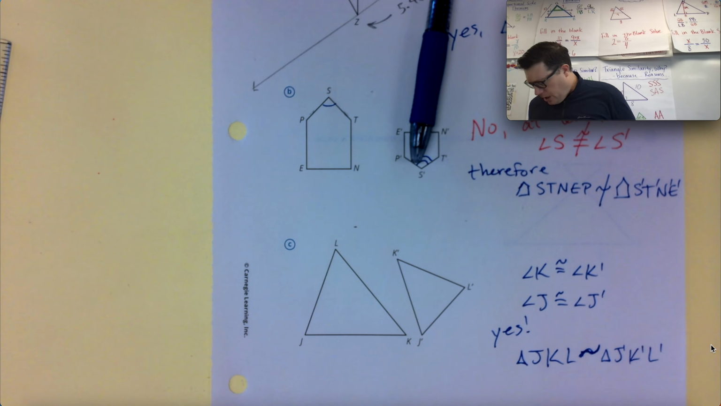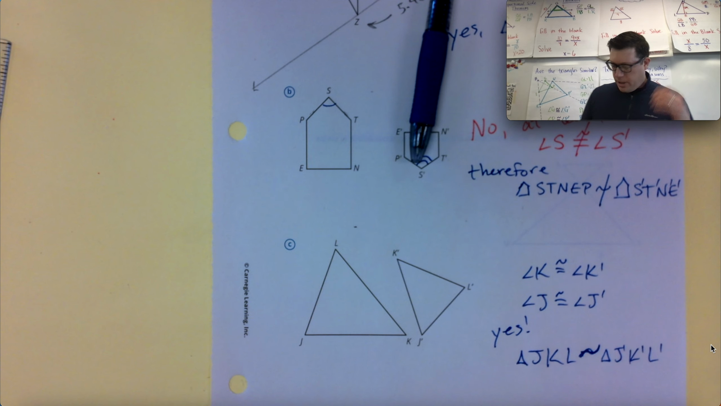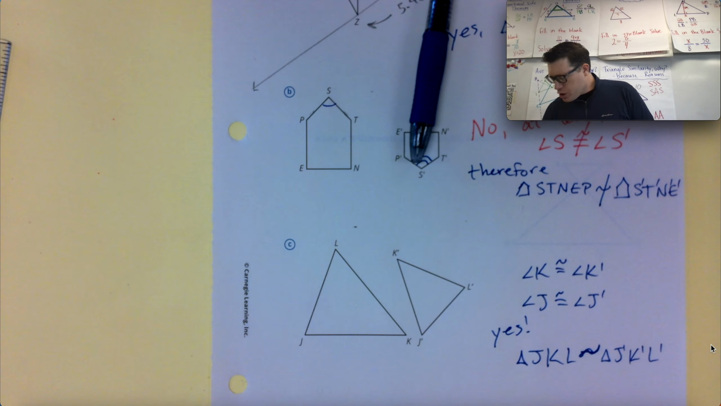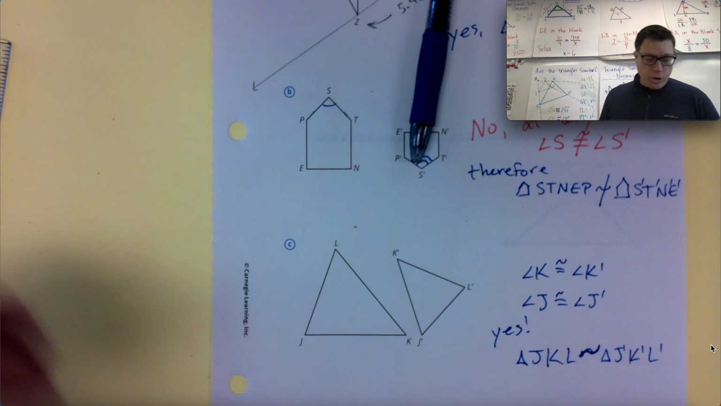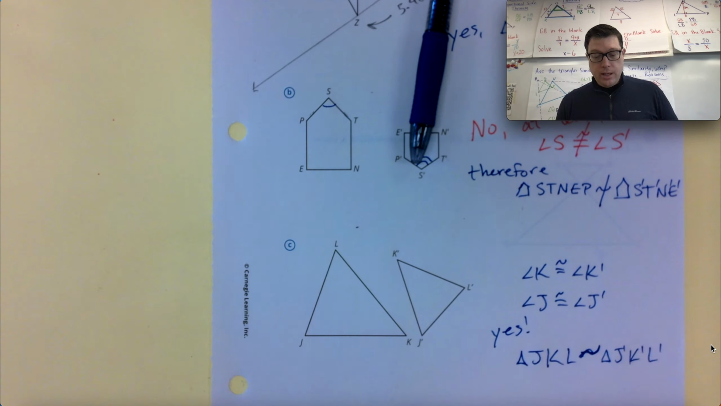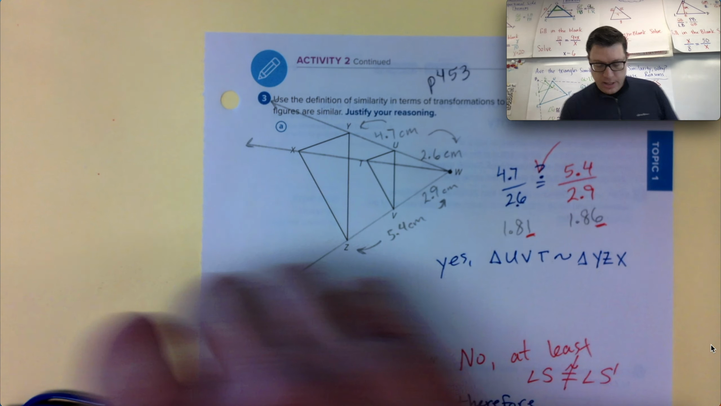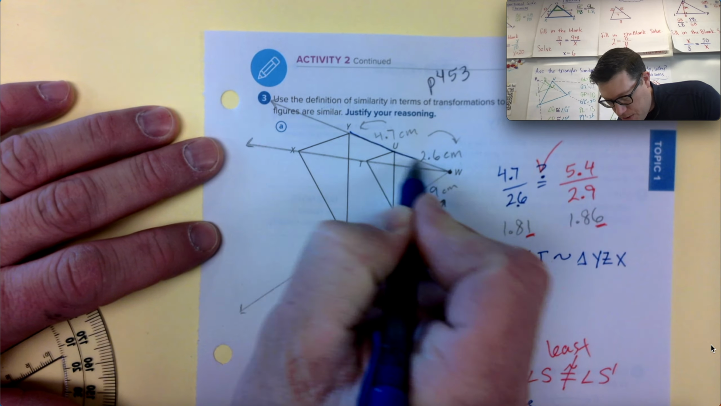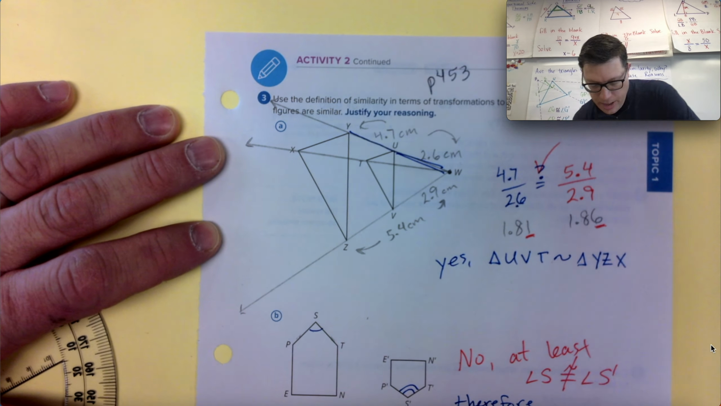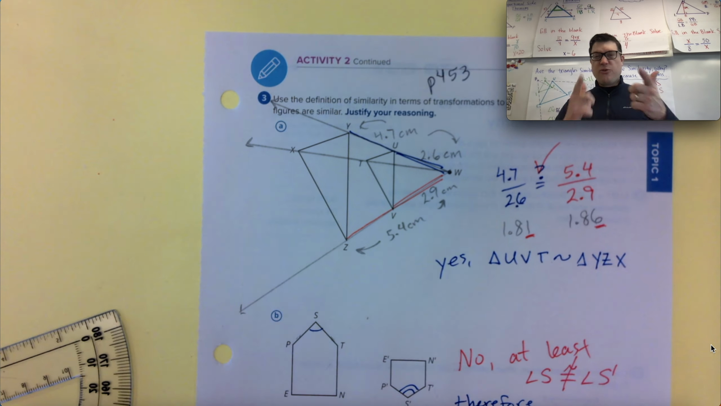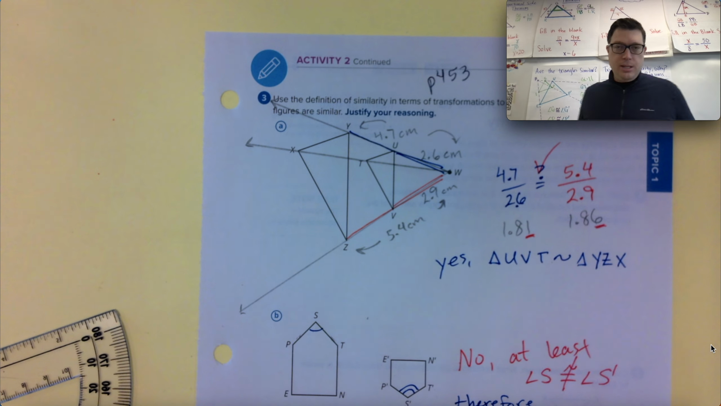Questions to consider. How can you determine whether the pairs of corresponding angles are congruent? Trace them. How can you determine whether the pairs of corresponding sides are proportional? Measure them, and then write them in fraction form for corresponding sides, like this whole side to that side, compared to the fraction created by this whole side to that side. And if those fractions happen to be the same, then you have proportional, and that means similar.